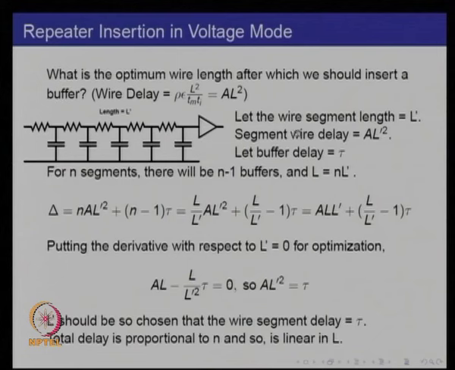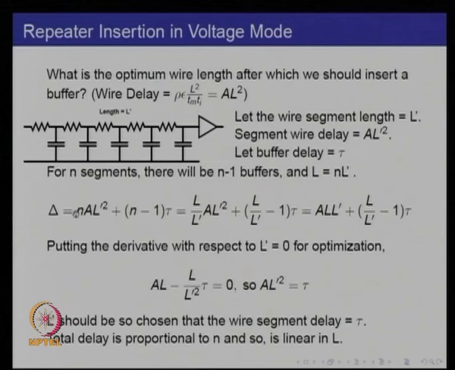Let's assume that the segment length of the wire is L prime. In that case, the segment delay of this wire, which constitutes just one segment of the long wire, is A L prime squared, where L prime is the length of the segment. And the buffer delay is tau. So therefore, the total delay of one stage of this will be A L prime squared plus tau. And for n segments, there will be n minus 1 buffers, and L will be n times L prime. So the total delay, which I represent with this capital delta, is n times A L prime squared plus n minus 1 into tau.